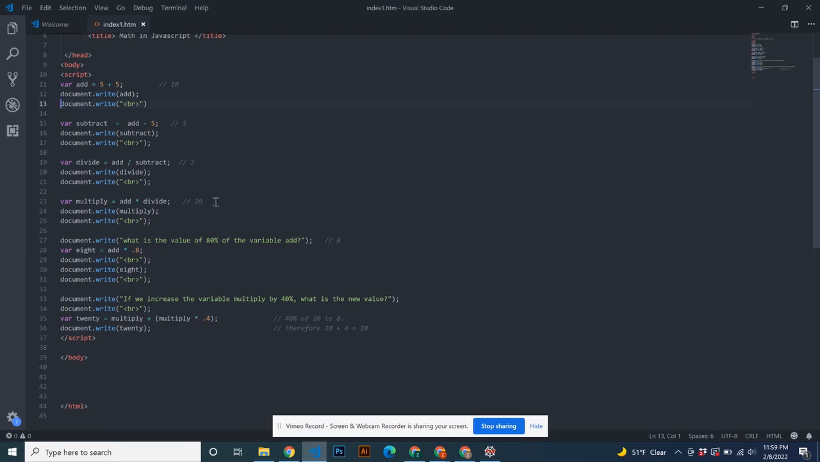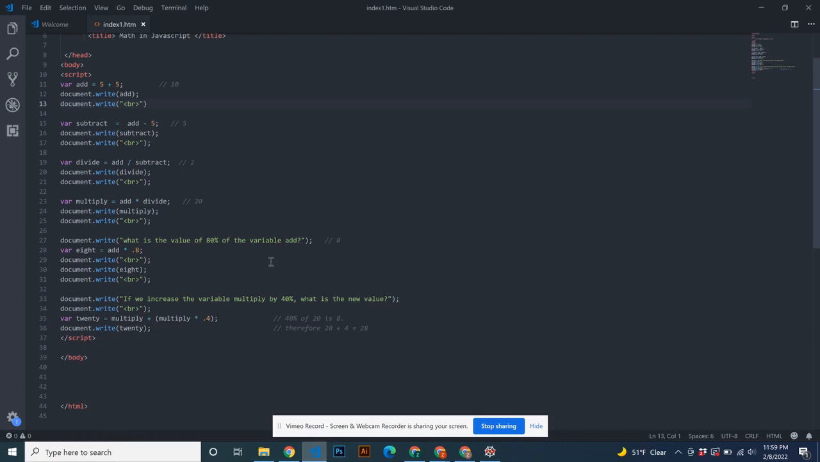Now, one of the main types of mathematical problems that I see students struggle with is dealing with percentages. A lot of people don't like dealing with percentages. So we're going to be going over a couple of problems and hopefully it clears some things up for some people. So we have a problem here. What is the value of 80% of the variable add?